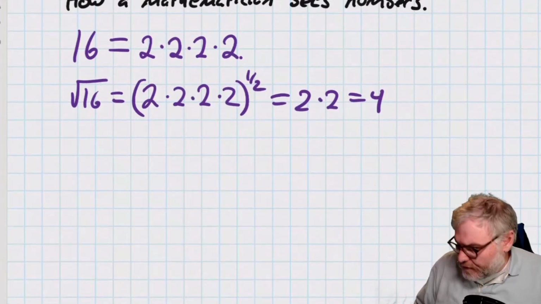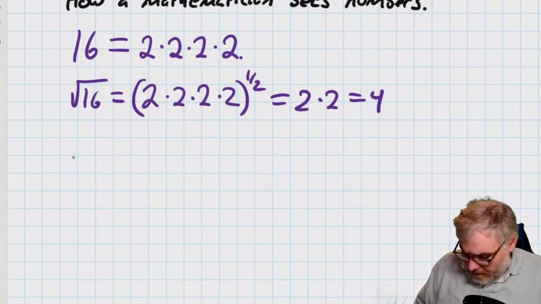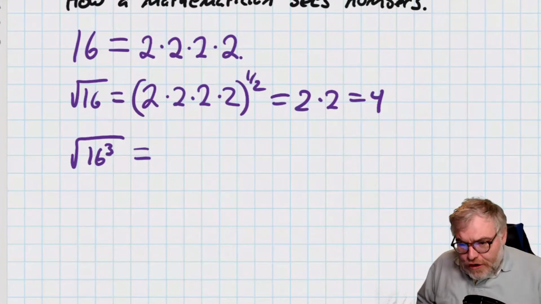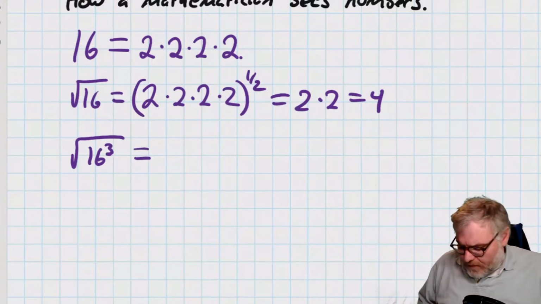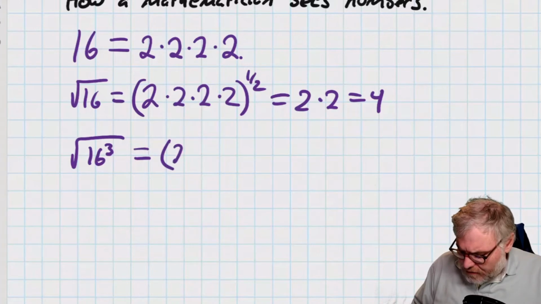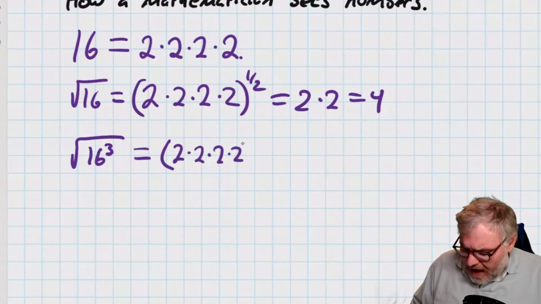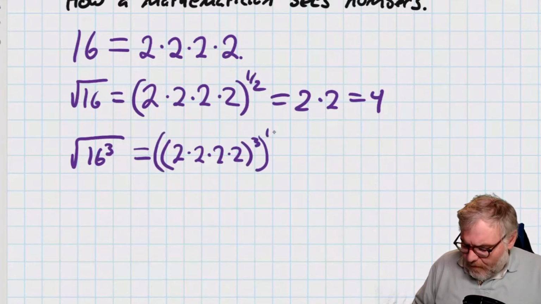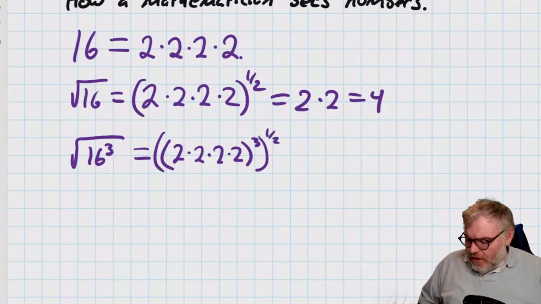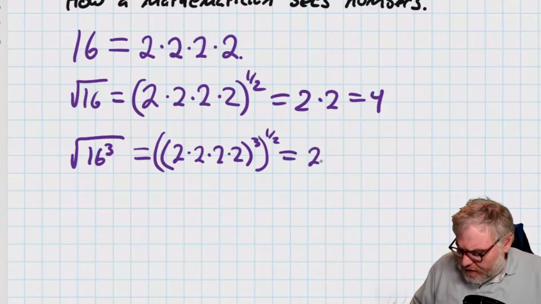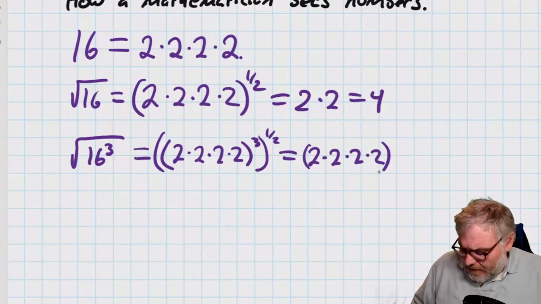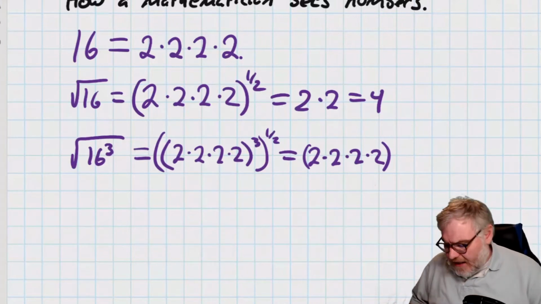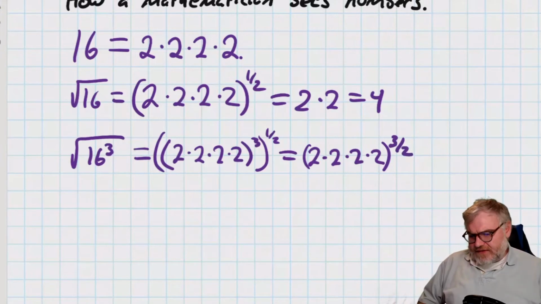Likewise, let's say I want to compute the square root of 16 cubed. Now, I could compute 16 cubed and then find its square root, but let's look at it this way. I want 2 times 2 times 2 times 2. I want 3 times the 2-ness, and then I want half of that. Well, that's the same as half of the 2-ness 3 times, or 3 halves of the 2-ness.